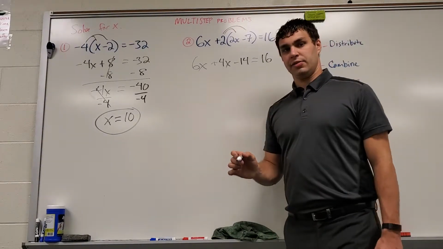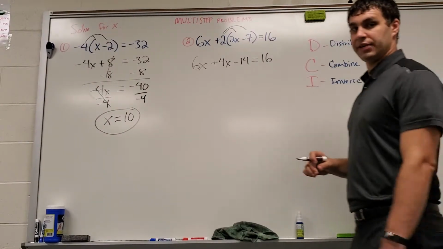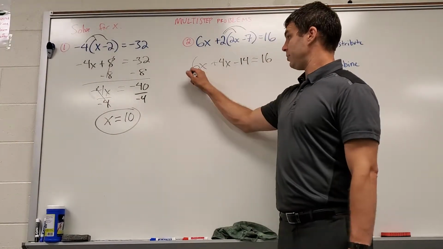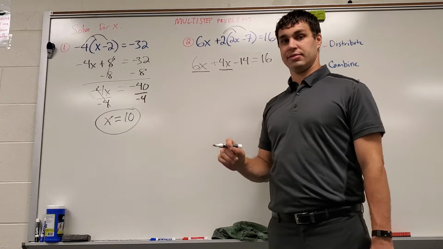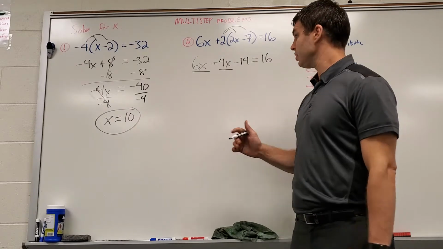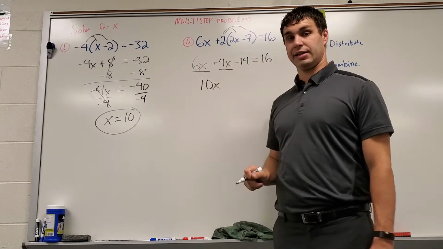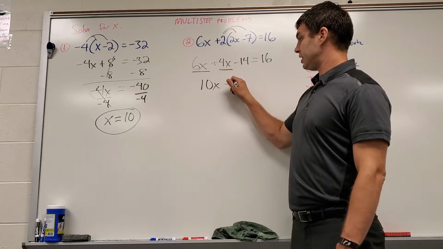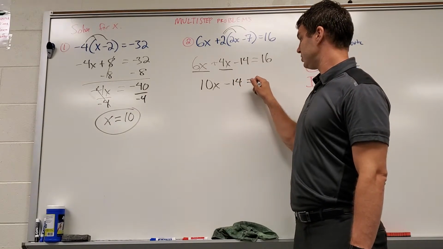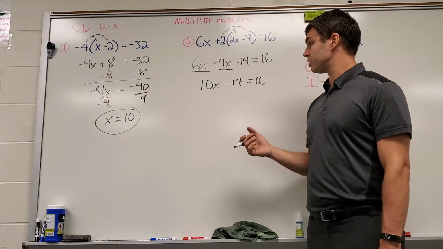All right? Now, remember the C from our DCI stands for combine. Sometimes you're going to have to combine like terms. That means that on one side of the equal sign, if we can put some like terms together, we need to do that first. I see that 6x and 4x can be combined to be 10x. And then I just bring down the rest. -14 equals 16.